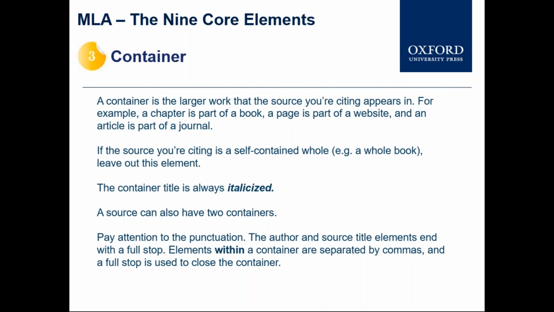Then we move on to container. Container is the larger work that the source you're citing appears in. Maybe you are taking something from the complete works of Shakespeare. So how would it come? The complete works of Shakespeare, separated by a colon, then the name of the story, The Merchant of Venice, then again colon, and it would come as Act 4, Scene 3. That's how it would come. If it is a part of a journal, it will have the volume number, volume 14, issue number 6, page number 44, 45. The container is always italicized. It will always be in italics.